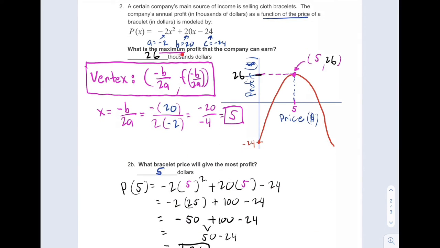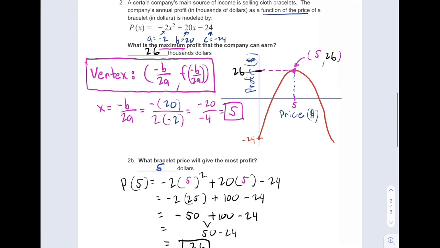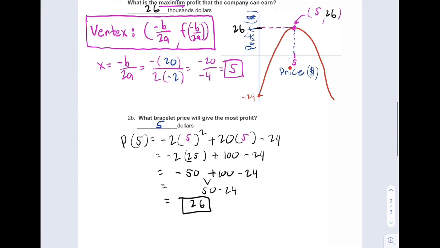The second part is when you find the maximum or minimum, you need to find the vertex by finding negative b over 2a, and then substitute it back in the equation to find the y value, which is the height. So we found the x is 5, your price, and then your y value is 26, so $26,000.